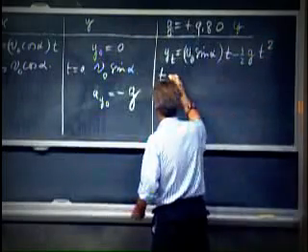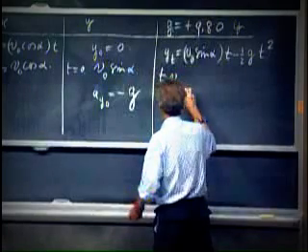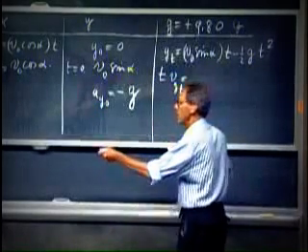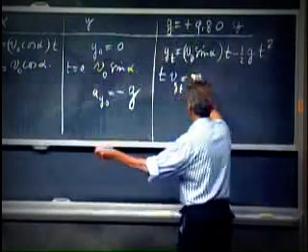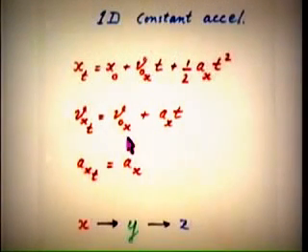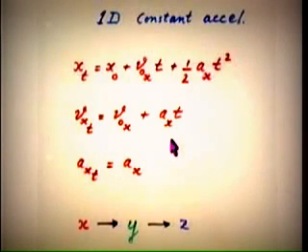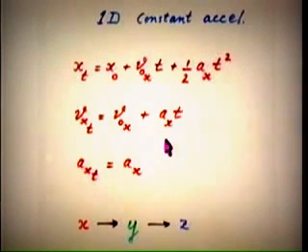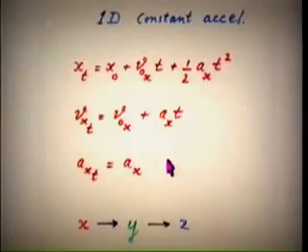And now I get the velocity in the y direction at time t. That is my second line. That is going to be v0 sine alpha minus gt, and the acceleration in the y direction at any moment in time equals minus g.